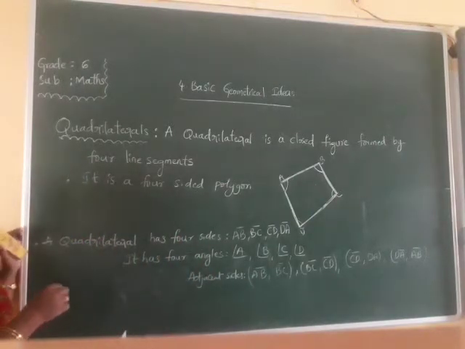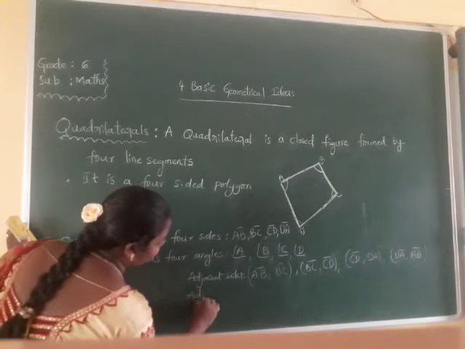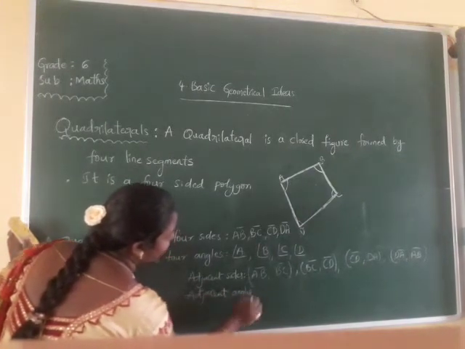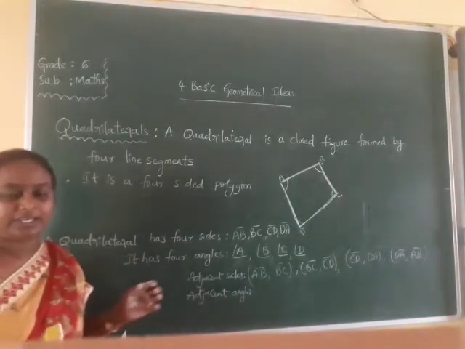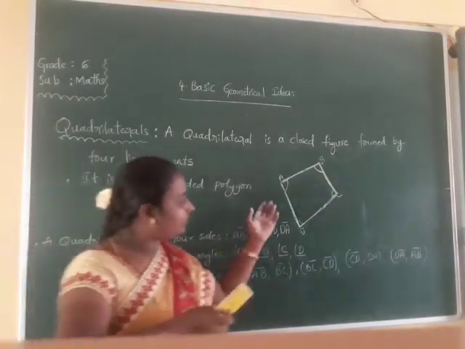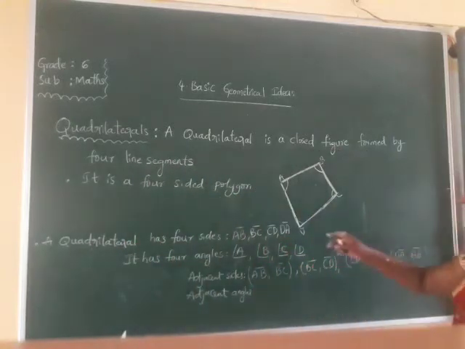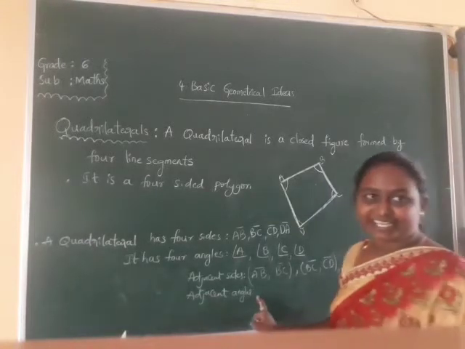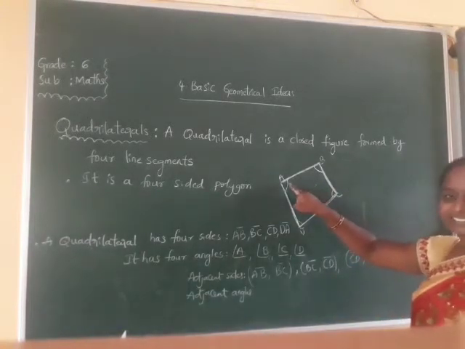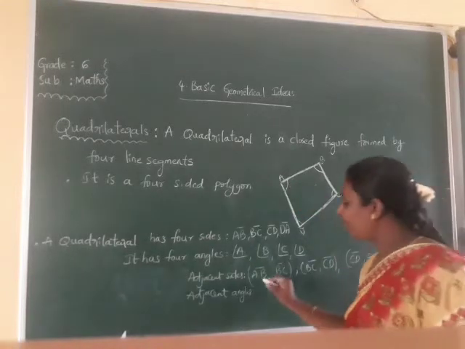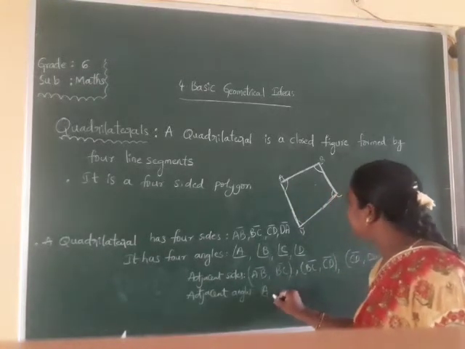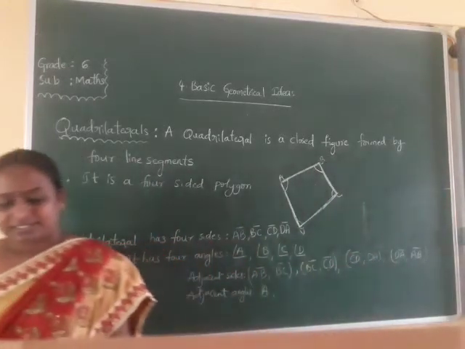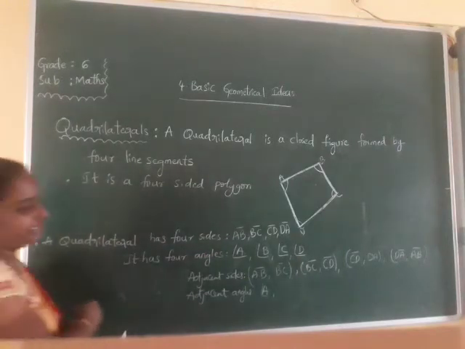What about the adjacent angles? What are the adjacent angles? Beside the angle. You have written the adjacent sides; like this we may write adjacent angles also. What are the adjacent angles of angle A? Angle A's adjacent angle is angle B.